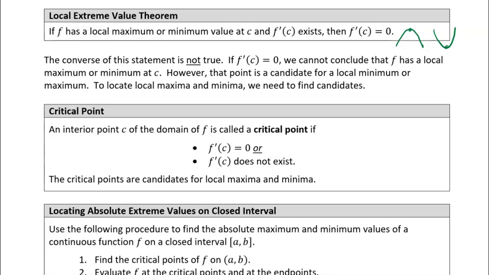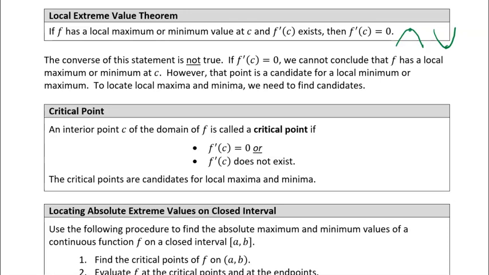Now, the converse of that statement is not true, right? If the derivative is 0, we can't conclude that we have a maximum or minimum at that point. But what it tells us is that we have candidates for the local minimum and maximum. Now those candidates are called critical points.